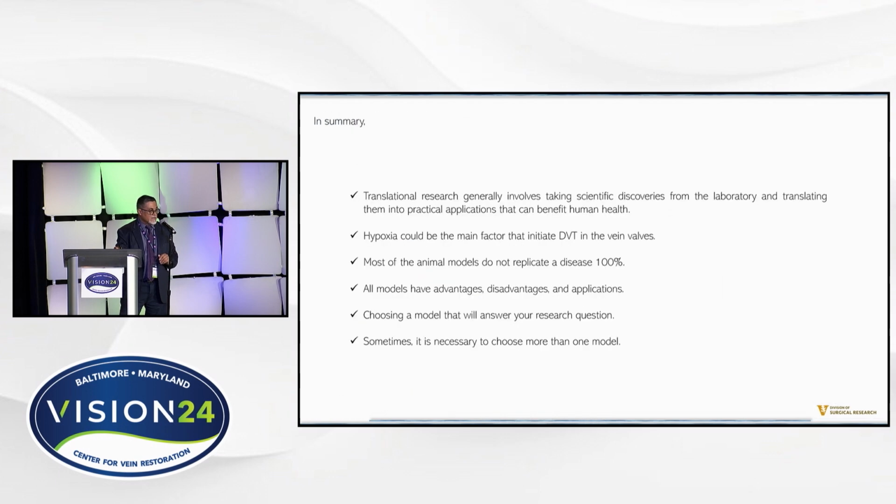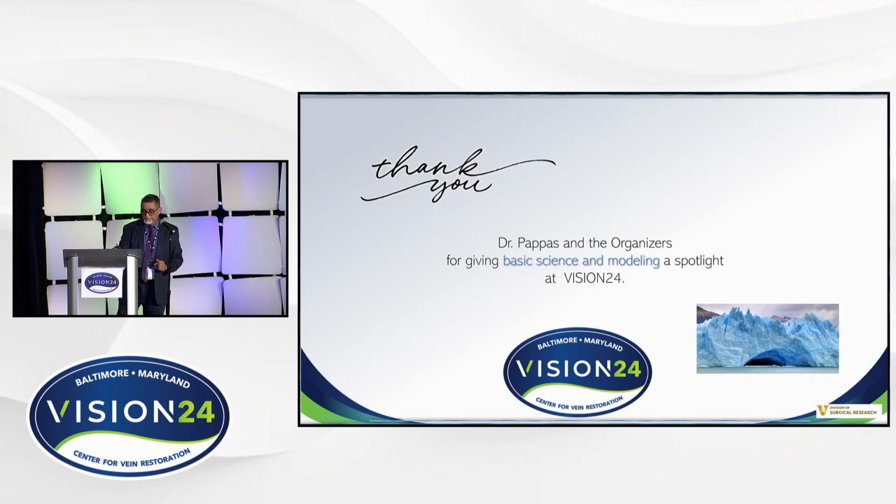So with this, I would like to summarize that translational research generally involves taking a scientific discovery from the laboratory and translating it to practical applications. Hypoxia could be one of the main factors that initiate deep vein thrombosis in the vein valves. Most of the animal models do not replicate the disease 100%. All models have advantages, disadvantages, and applications, and choosing a model that will answer your research question is the way to go. Sometimes it's necessary to choose more than one model to understand one disease. Thank you very much for your attention.